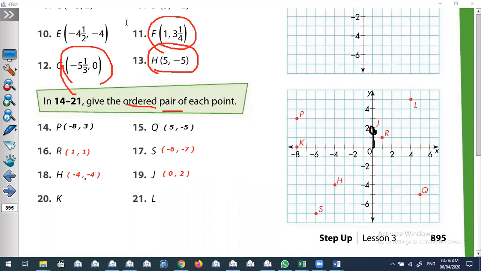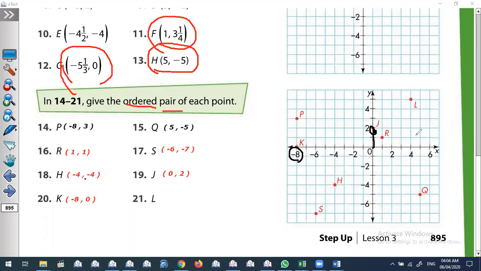K, letter K. Meet x first. It's already on the x axis. So negative 8 on x. If you need to meet y, y will be 0. So K is negative 8 and 0.